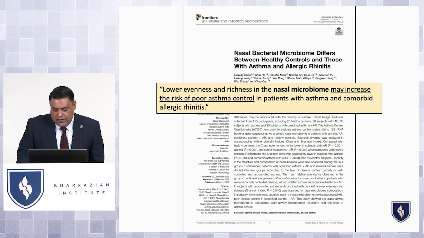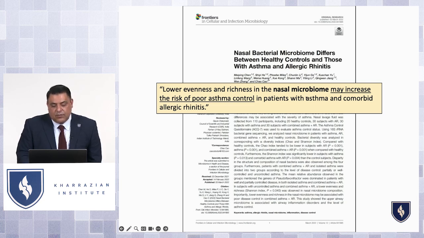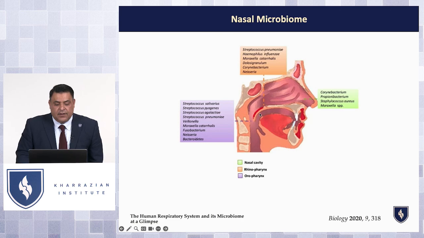Now, you should also be aware that it's not just the gut. The nasal mucosa has a significant impact on asthma control as well. So this was a study that was published: Nasal bacterial microbiome differs between healthy controls, asthma, and allergic rhinitis. They found lower evenness and richness in the nasal microbiome may increase the risk of poor asthma control in patients with asthma and comorbid allergic rhinitis.